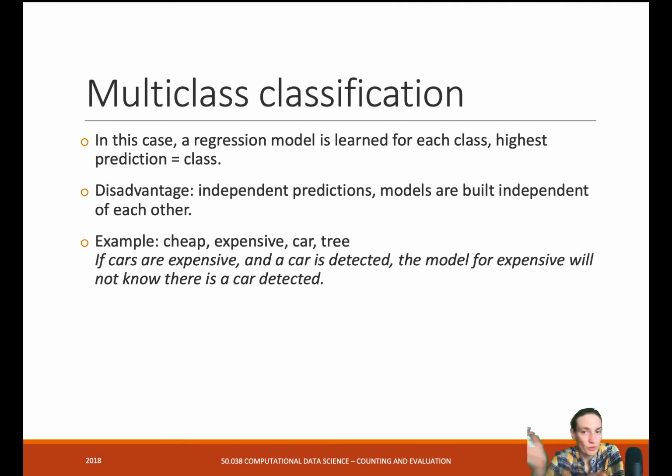Okay. So if we have a 3 class problem, we need to train 3 logistic regression models. The disadvantage here is that we cannot make dependent predictions. All the predictions are independent. For instance, if cars are expensive and a car is detected, the model for expensive will not know that the car is detected because that probability is made by another model. So it's independent.